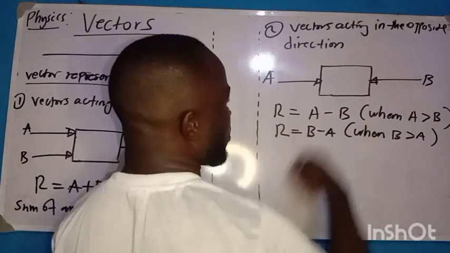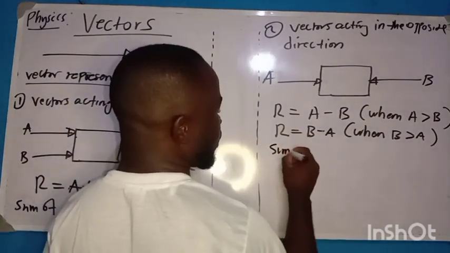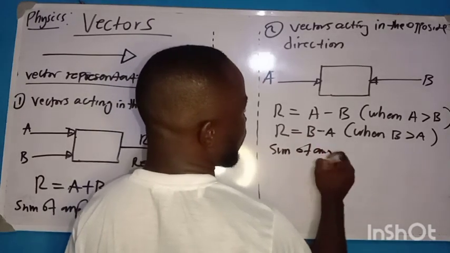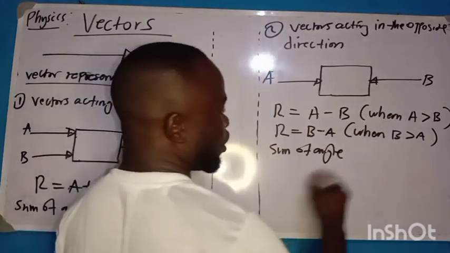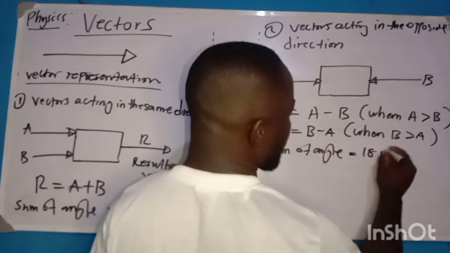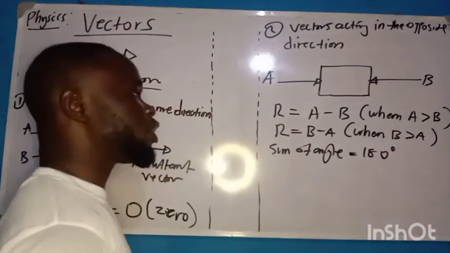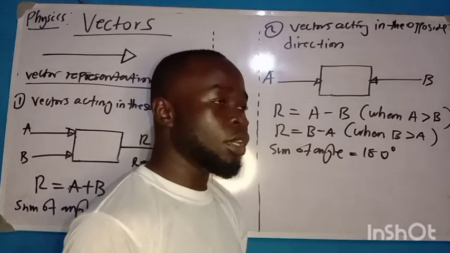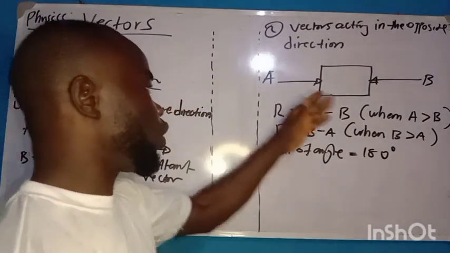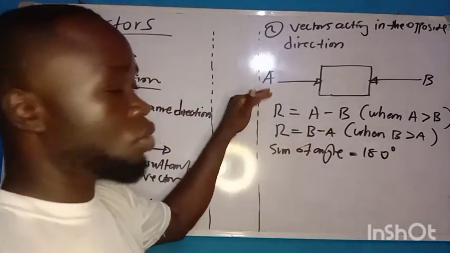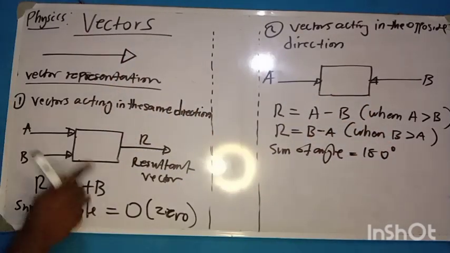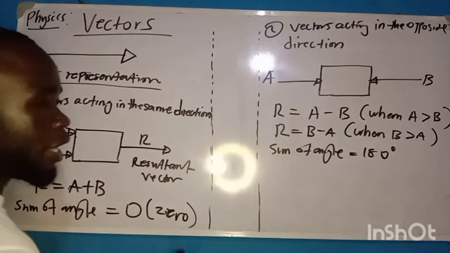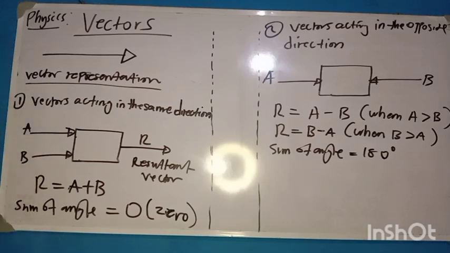And what is going to be the sum of angles? Sum of angles, don't forget this. The sum of angles on this is going to be 180. When vectors are acting in the opposite direction, the sum of angles on it is going to be 180. And the direction of the vector is dependent on the strength of A and B. If A is bigger, it is going to be in A's direction. If B is bigger than A, it is going to be in B's direction. So that's it.